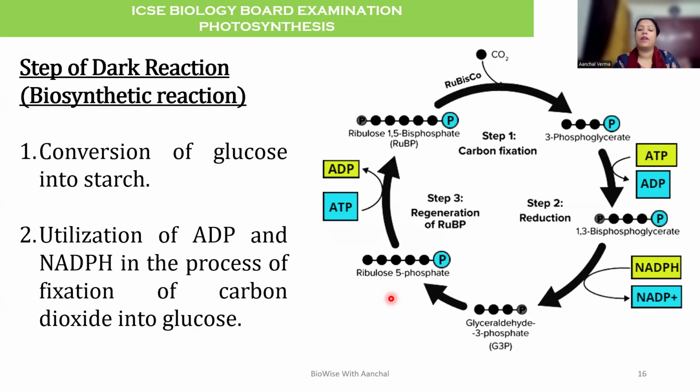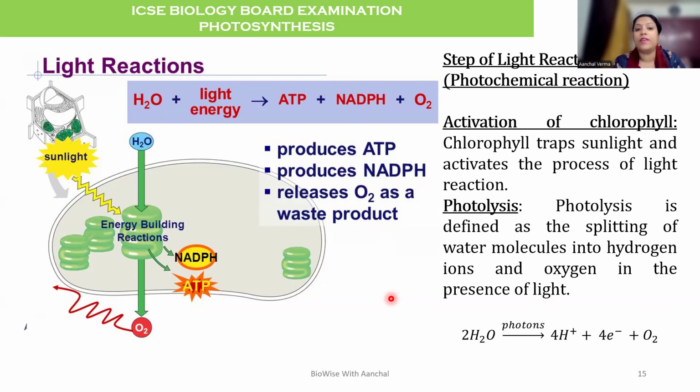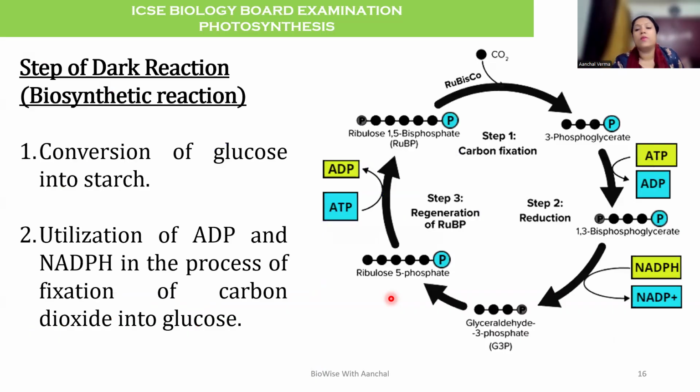Now, the steps of dark reaction. One thing I forgot, light reaction is also called photochemical reaction because here light is used and it is chemical reactions that are taking place. Similarly, another name for dark reaction is biosynthetic reaction. In biosynthetic reaction, you have the formation of glucose by the process of polymerization. Starch is also formed. Okay, so formation of glucose and conversion of glucose into starch.